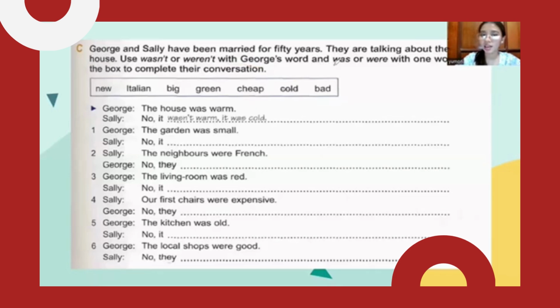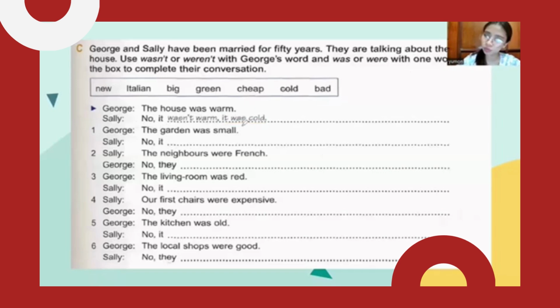Okay? Sally will deny what George said in the first sentence, in the second sentence. Okay? And use was or were with one word from the box to complete the conversation. Alright? Now, let's look at the example. Okay? George said the house was warm. But Sally said, no, it wasn't warm. It was cold. Okay?